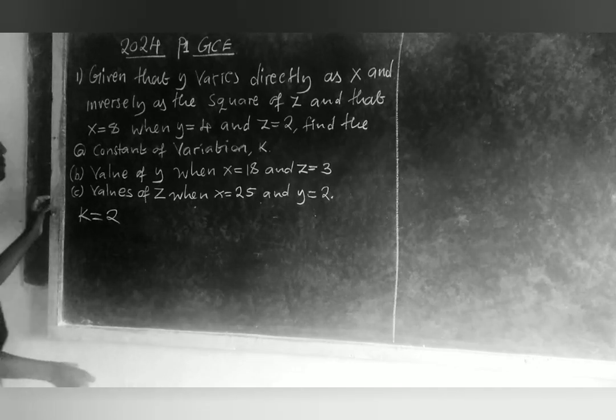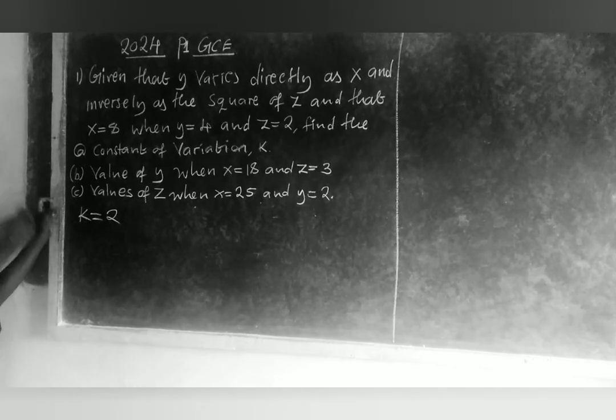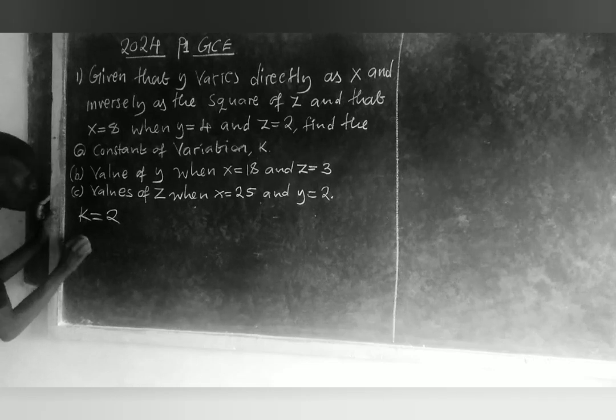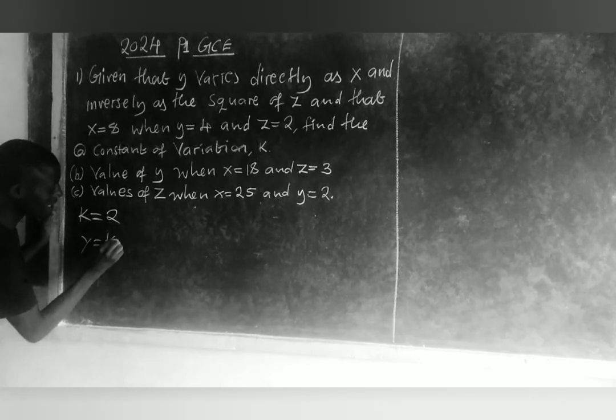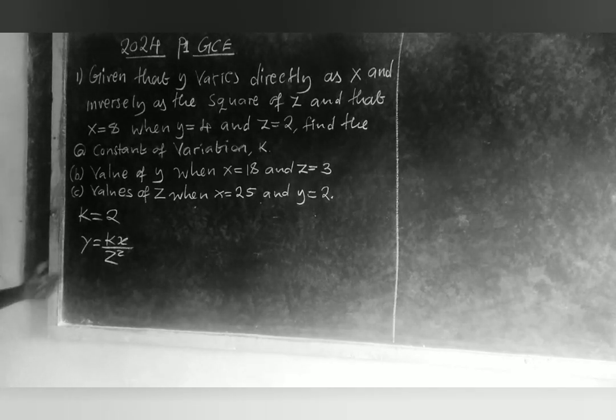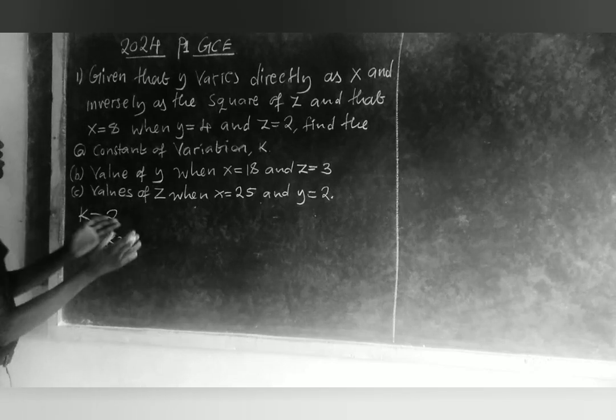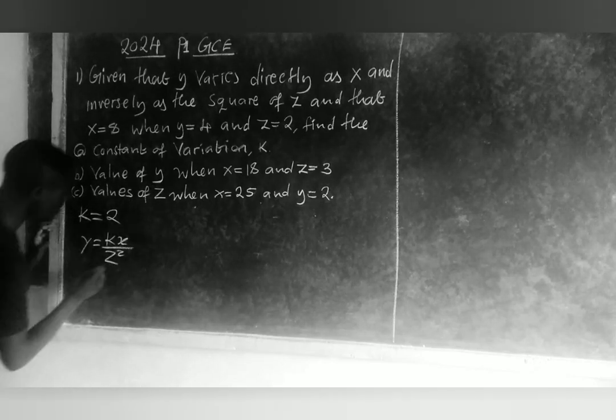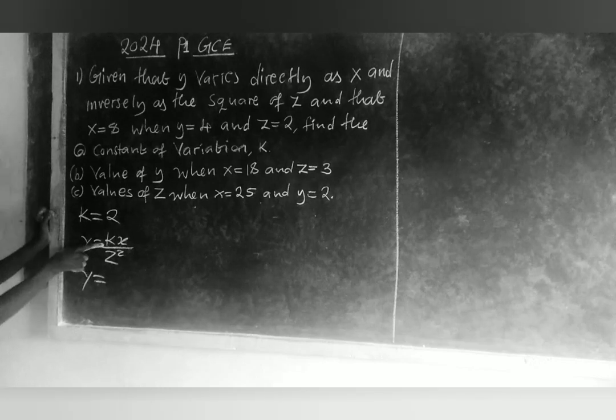Mind you, we have the formula which we developed from the onset when we were just trying to find the value of the constant of variation. So the formula which we have here is y is equal to kx out of z squared. This formula is the same formula that you'll be using throughout your calculations. So in this case, since we want to find the value of y, we say y is equal to, what is the value of k?